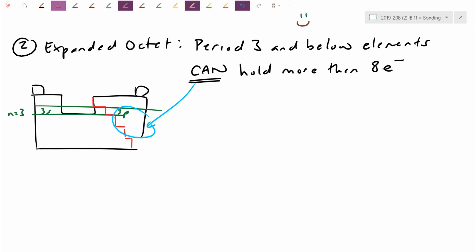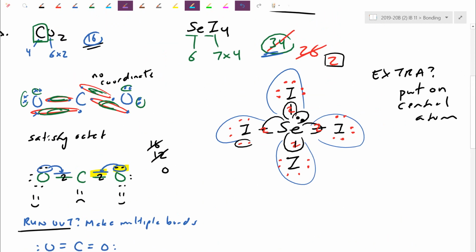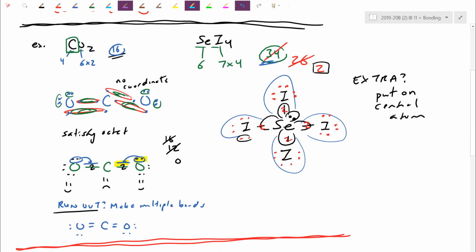Basically, you don't need to memorize this one. You just follow your rules. Earlier I didn't even give you this language of expanded octet. If, as you follow the rules, you still end up with extra electrons, I told you to put them on the middle atom, and now the interpretation is that it's expanded. It actually now has more than 8. I didn't need to tell you that. In another compound, Se might have 8, perfectly happy.